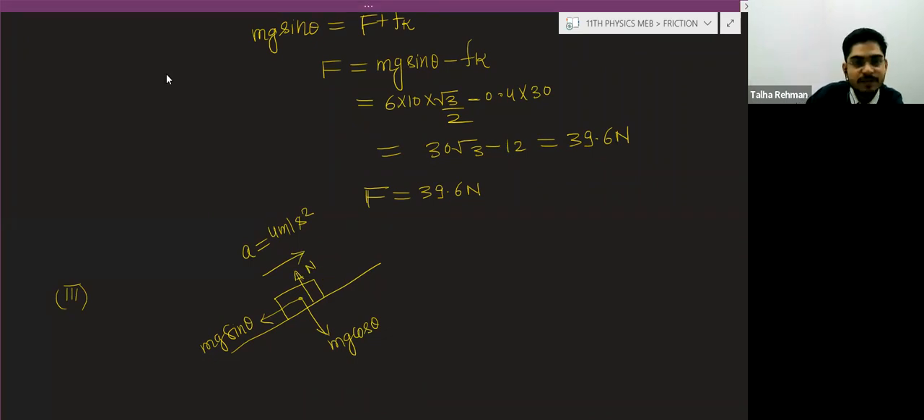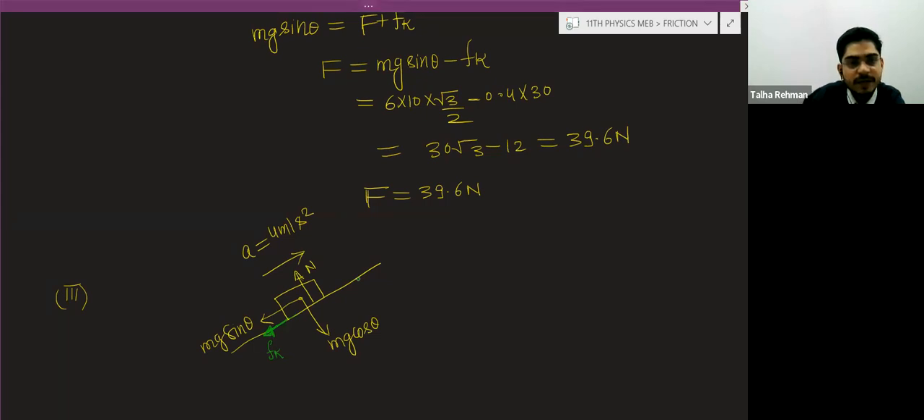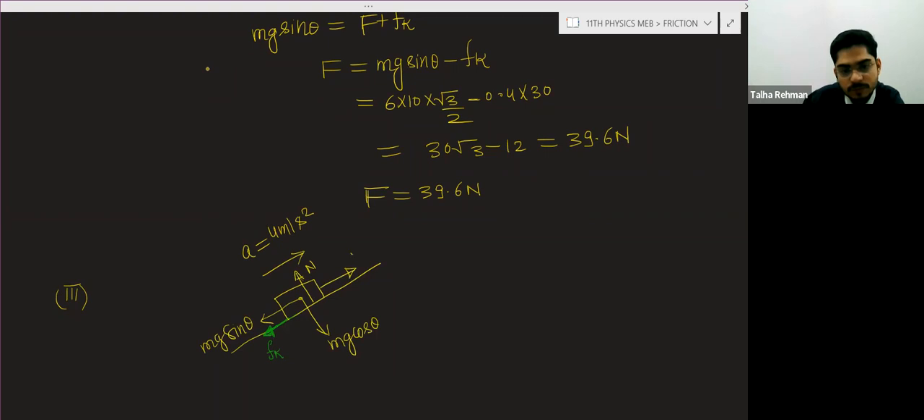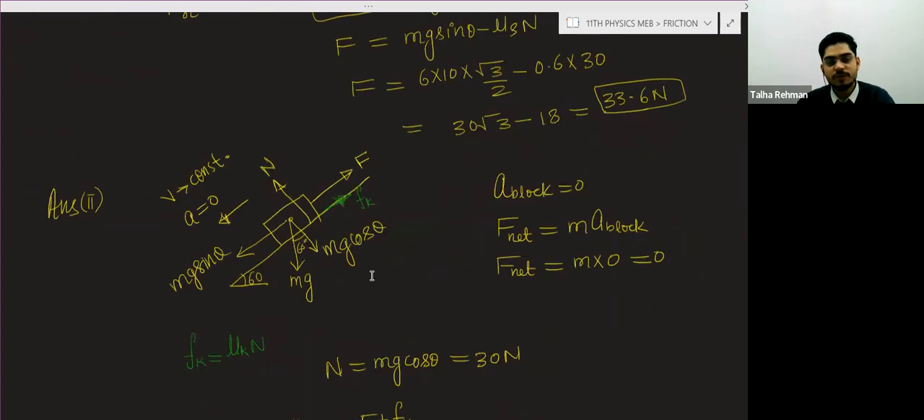So this time this block is in motion, so it is clear that there will be the kinetic friction, but the motion of the block will be in this direction. And what is friction? Friction opposes the relative motion. So this block is moving in this direction, so friction force on this block will be in the opposite direction of the motion. And friction force will be kinetic friction force. And there is another force F also, you can see here. This is the force we have to find.